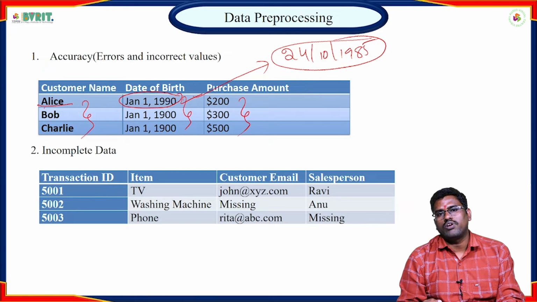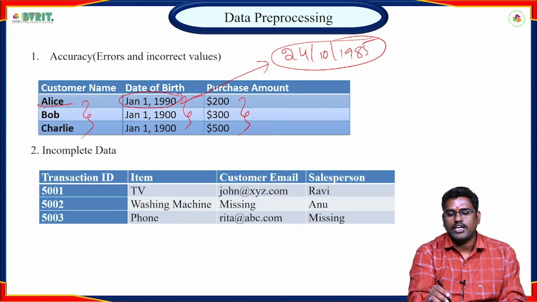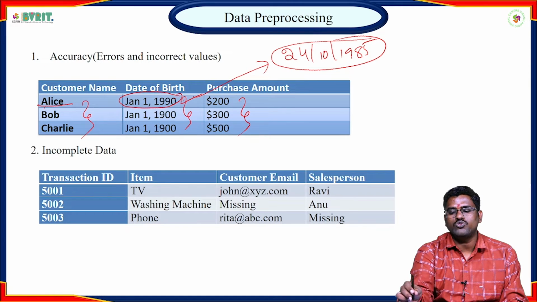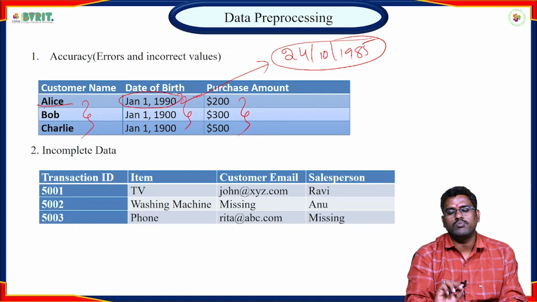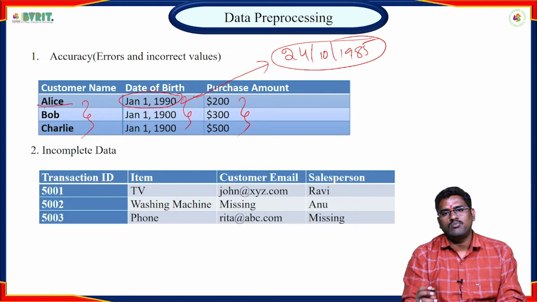Accuracy means that whatever data we have to store, it should be stored in a quality manner. So the actual data of all these members we need to replace with the new values. This type of thing will be removed from the structure. So that is about accuracy.